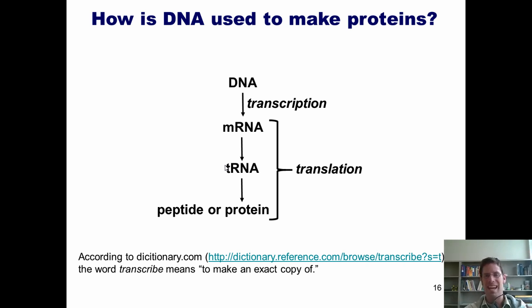When a cell needs to make a specific protein, the information in the DNA that codes for that protein is extracted and transcribed to form a corresponding molecule of mRNA. That mRNA's information is then translated using tRNA as an intermediary to ultimately form a peptide or protein. This is the process by which the information found in our DNA is actually used to form flesh and blood.